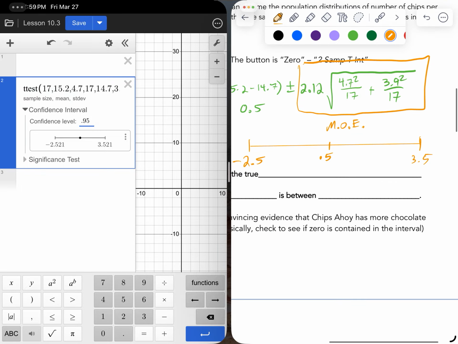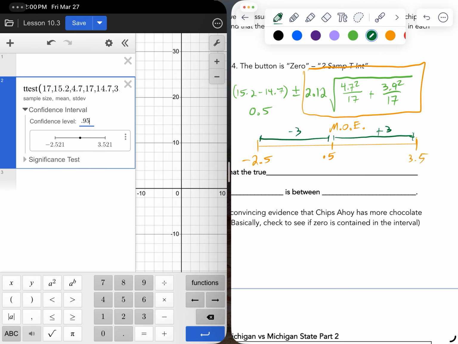So it looks to me like the margin of error from here to here is plus 3, and then from here to here is minus 3. That's my margin of error. MOE is 3. So if I were to crank out this on the calculator, I would get 3, roughly. Probably some decimals in there.